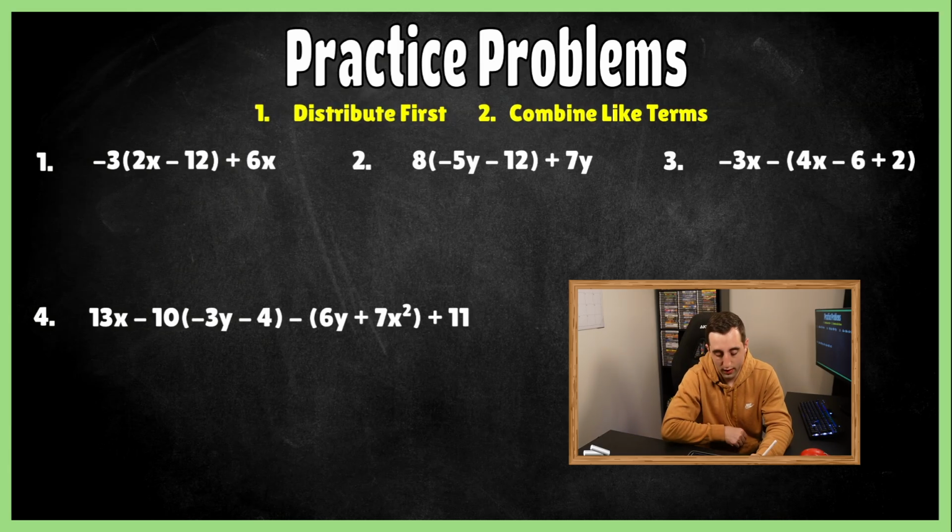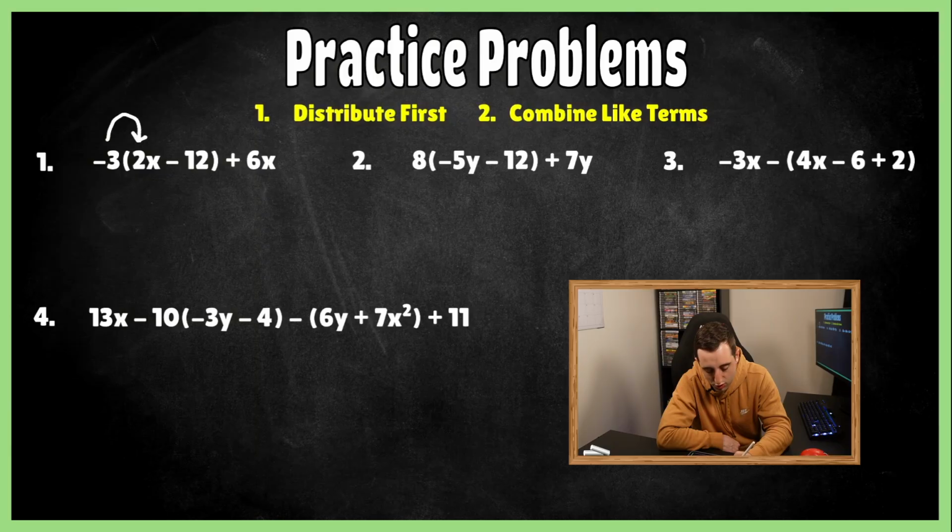And let's jump into number 1. So the very first thing I always check for is, hey, can I simplify anything inside the parentheses? Once again, we can't. So let's go ahead and distribute our negative 3 right away. So negative 3 times 2x, negative 3 times negative 12. So we're going to end up with negative 6x plus 36, and then all we're going to do is bring down that plus 6 because we didn't touch this at all.